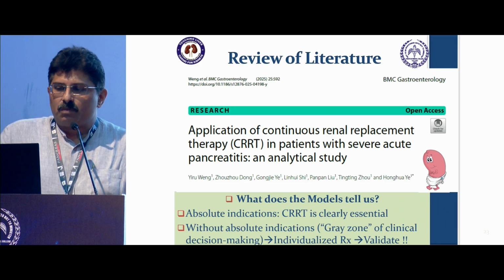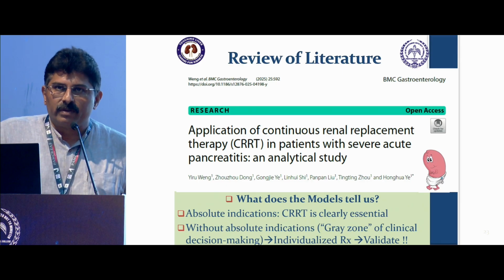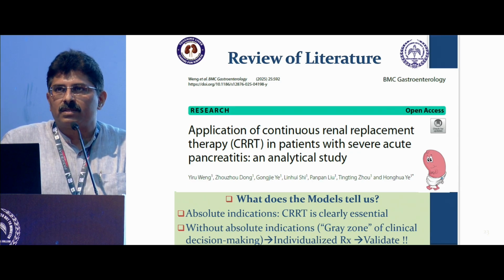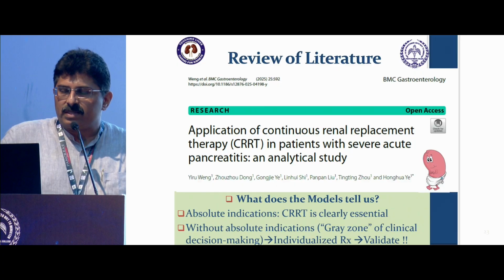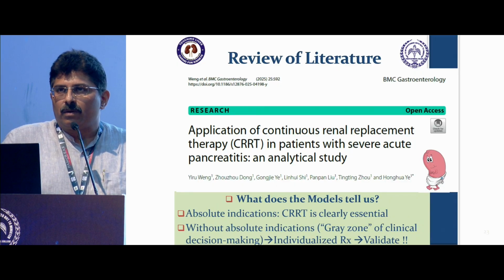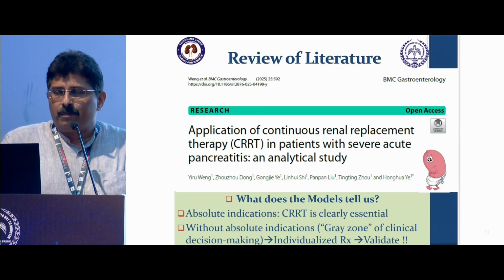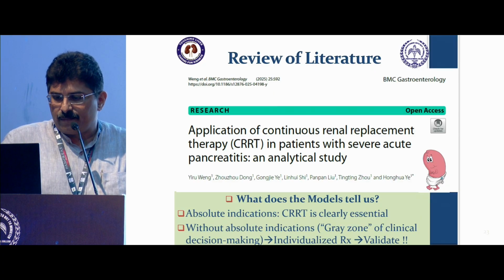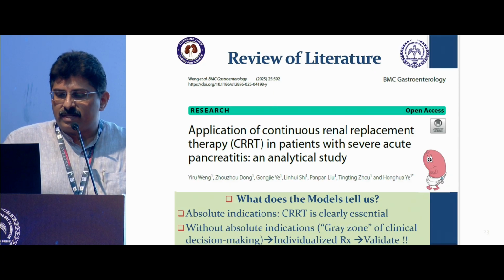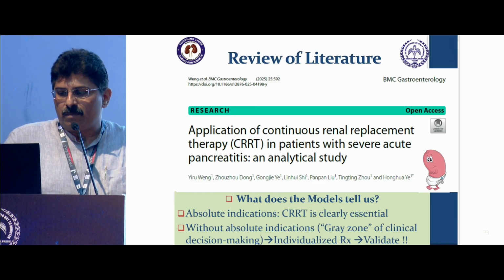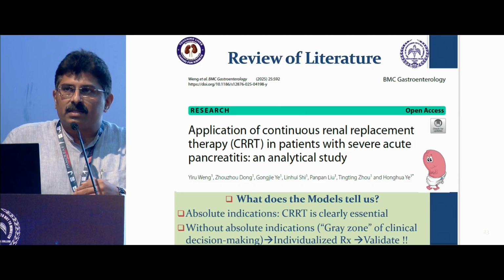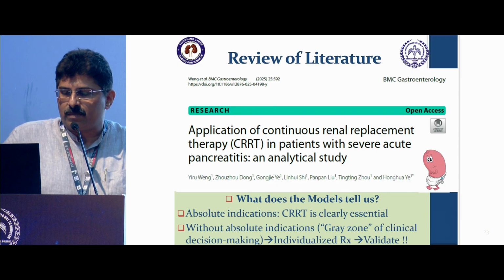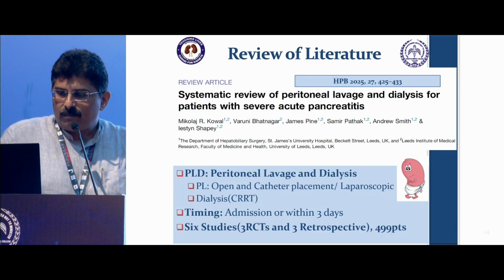Despite all this, what do these models actually tell us? Absolute indications try to do the CRRT. You have a very worsening acidosis, a worsening potassium, or a worsening creatinine, a decreasing urine output, hemodynamically unstable, hypercalcemia. These are some of the factors that you can use CRRT. Without absolute indication is where a lot of clinical decision making comes. But this model can, or probably if we do it more prospectively, can help us to individualize treatment. It needs to be validated.